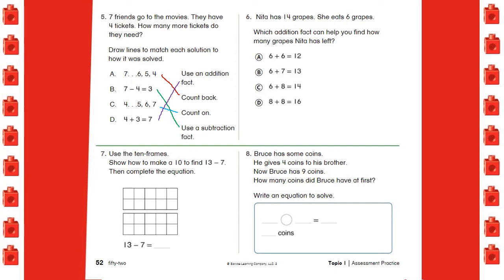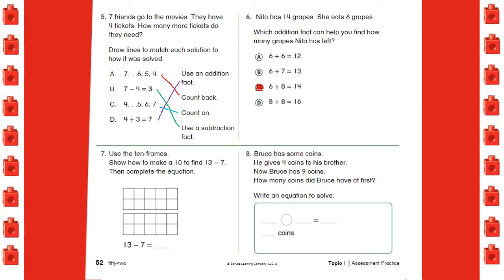Number 6, Nita has 14 grapes. She eats 6 grapes. Which addition fact can help you find how many grapes Nita has left? Which addition fact? Okay, the answer to this one is C. Okay, and you could have used many different ways to figure that out.